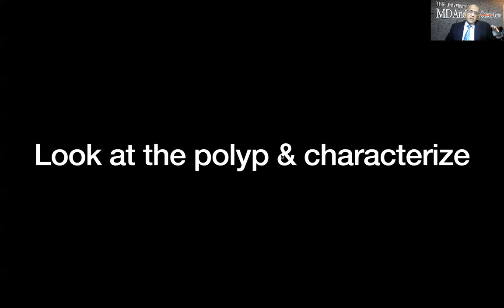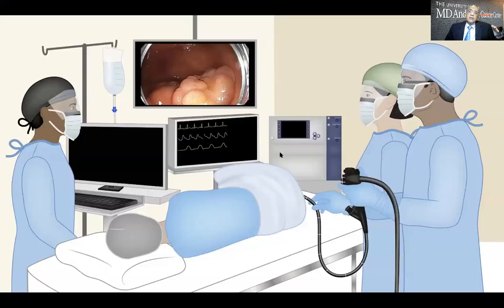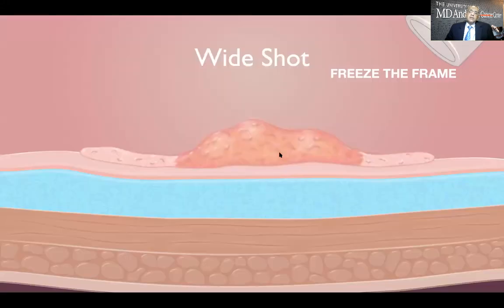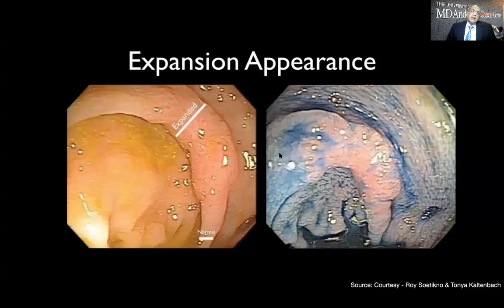So with that understanding, now let us look at a polyp and characterize it. When you have a polyp in view, it's important to take a wide shot and freeze the frame. Take a little bit of time to examine that lesion. And the first thing you should ask yourself is, are there any features of cancer? Features of cancer that could be identified easily and maybe with a little bit of dye spray include the following.